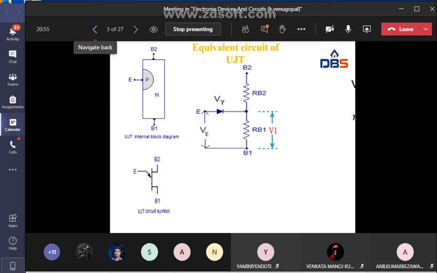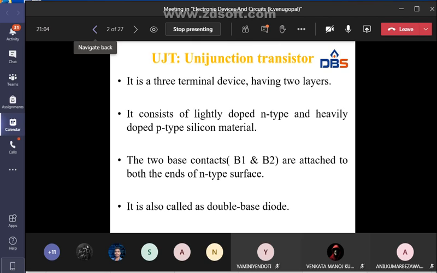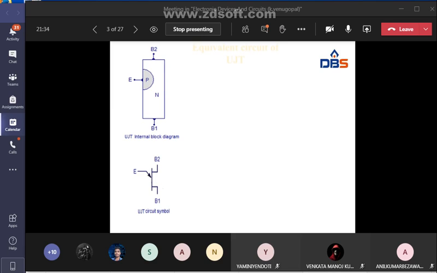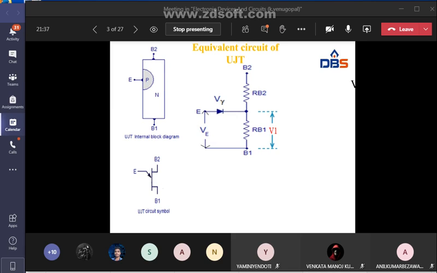UJT is a 3-terminal device and has 2 layers. It consists of lightly doped N-type silicon material and heavily doped P-type silicon material. The N-type material is lightly doped, while in the P-type material the doping levels are high. The 2 base contacts are attached to both ends of the N-type surface, and it is also called double base diode.